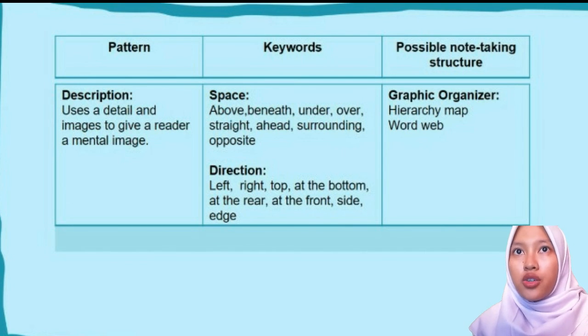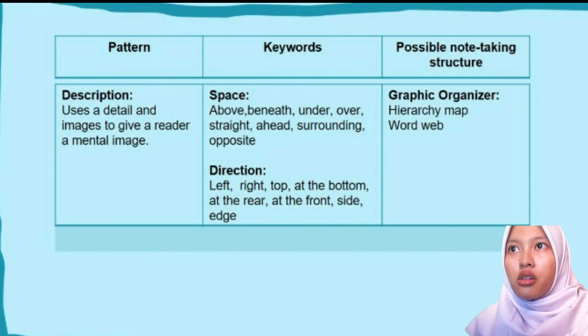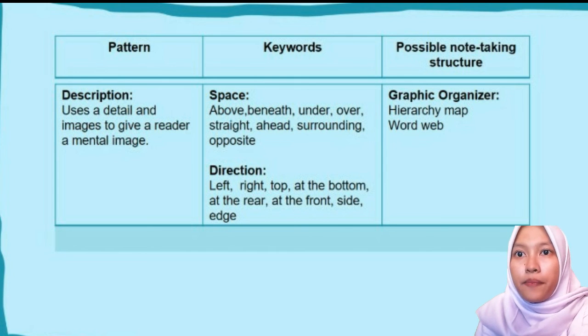Description patterns use details and images to give a reader a mental image. Keywords about space: beneath, under, over, ahead, surrounding, opposite. Direction keywords: left, right, top, at the bottom, at the rear, at the front, side, and edge. Graphic organizer, possible note-taking structure: hierarchy map, and the last, word web.